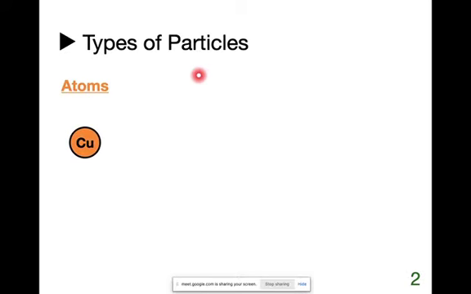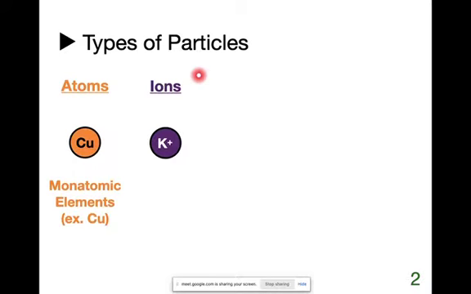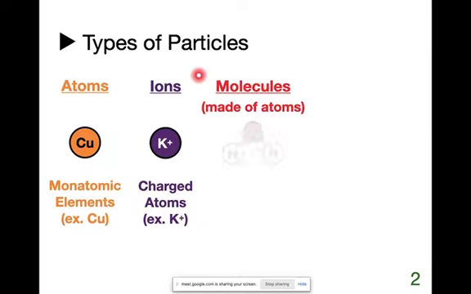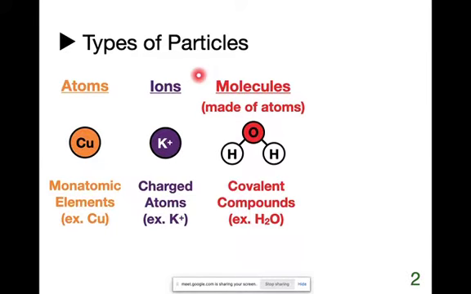If you have an element like copper, it's composed of monatomic atoms, just individual atoms. So if I had a sample of copper, it's made up of copper atoms. An ion has a positive charge on it. If you had a sample of ions, that would be the particles. Molecules, like water: if you had a glass of water, it's composed of water molecules. That would be the particles.